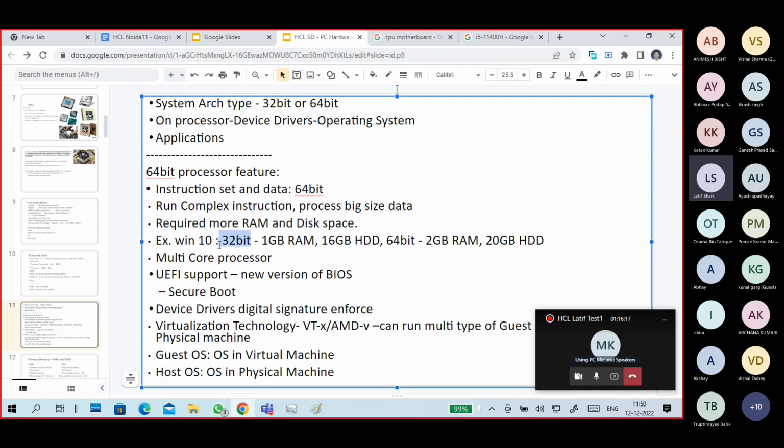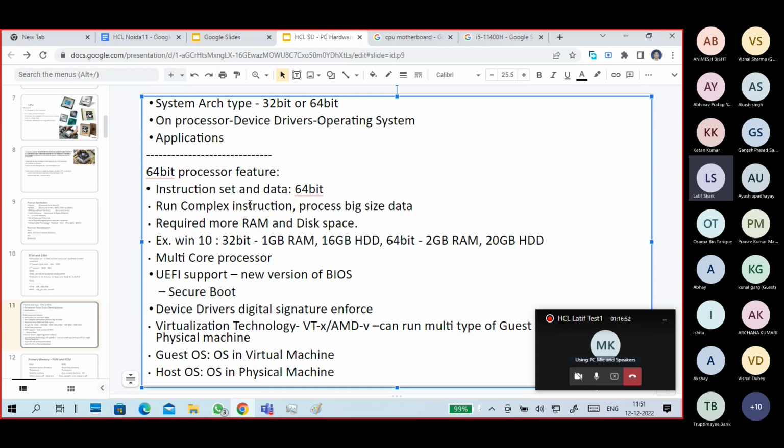For example, you are using a 32-bit machine: your processor is 32-bit and you install the 32-bit Windows 10 operating system. The minimum RAM required is 1 GB and the minimum disk space requirement is 16 GB. Whereas with a 64-bit processor, the minimum RAM to install Windows 10 is 2 GB, and the minimum disk space requirement is 20 GB.